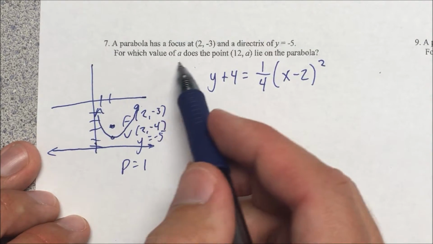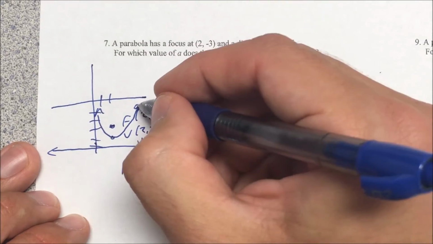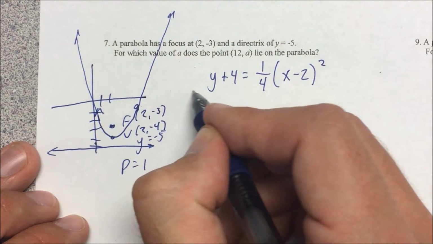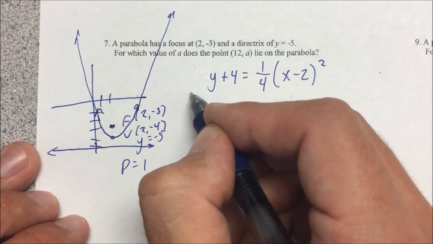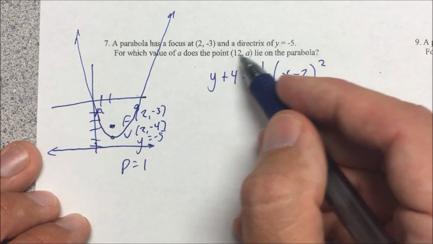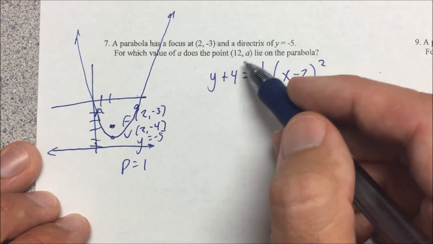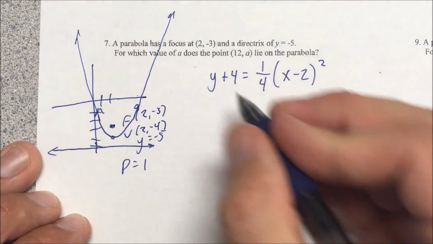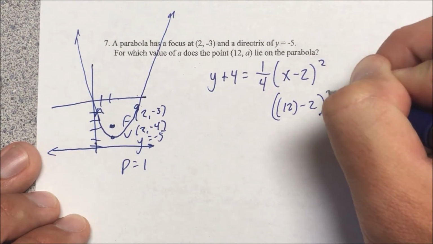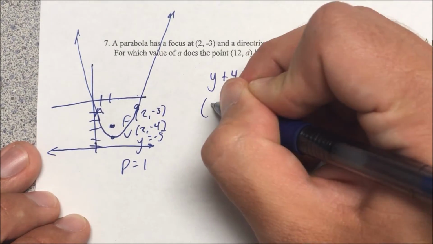And then the question says, for which value of a does the point (12, a) lie on the parabola? That's just a fancy way of saying this parabola is going to go on and on and on this way and on this way. Somewhere over here when we get on the x-axis to 12, somewhere up here there's going to be a point for this xy point where 12 is x. And we got to solve for a, which is just going to be y. What we're going to do is plug it in real quick. So I'm going to take the 12 and plug it in for x. And I'm going to take a and plug it in for y.